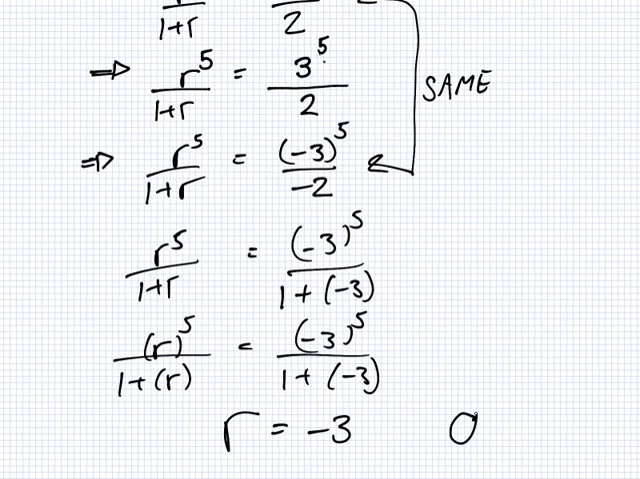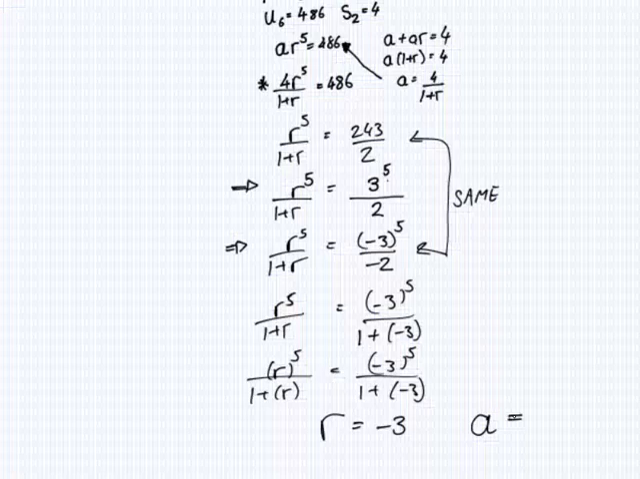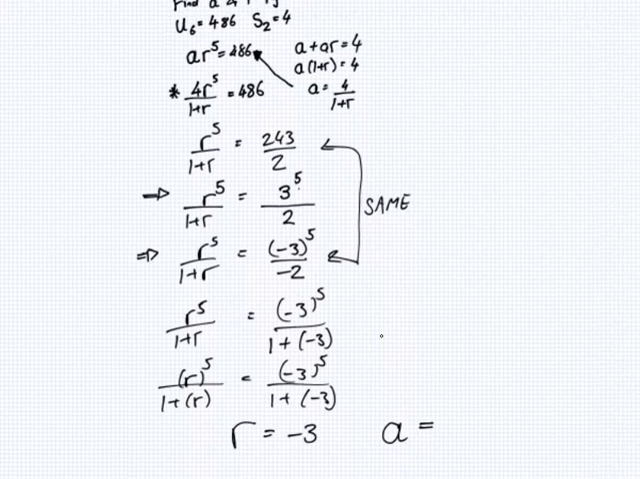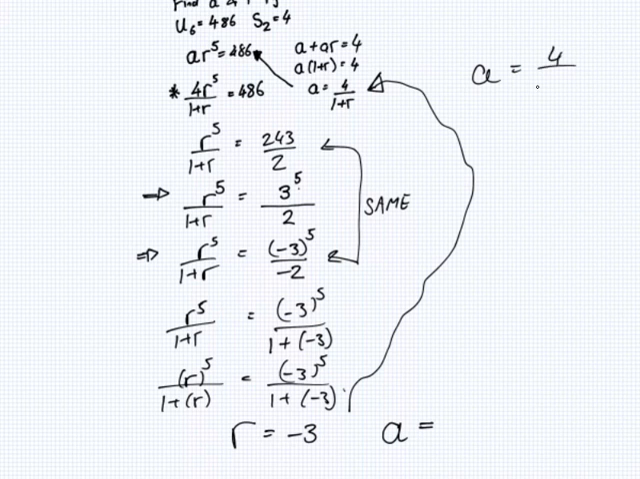And then this can give us the a. Putting this all the way back in here, I get a equals 4 over 1 minus 3, which is 4 over minus 2, isn't it? Minus 2.